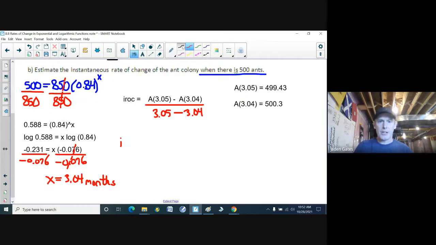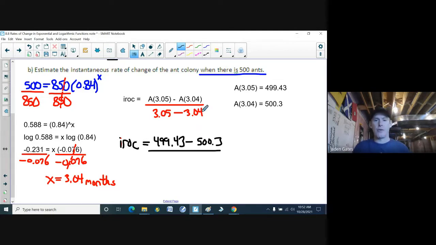All right, so now I'm going to plug those in. So my instantaneous rate of change, estimation of course, that's why we're not doing that limit stuff. I got my 499.43, subtract my 500.3, of course divided by 3.05 minus 3.04, which is 0.01. And the grand total here, 499.43 minus 500.3, divided by 0.01, I actually get a nice whole number again, negative 87.